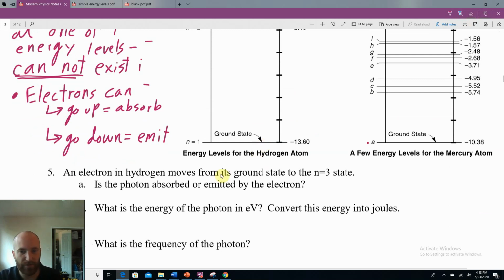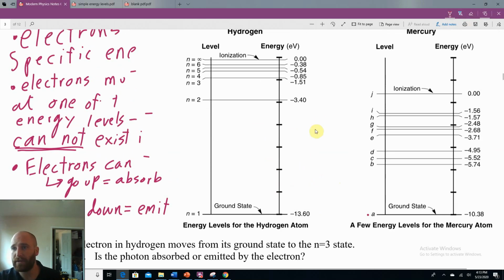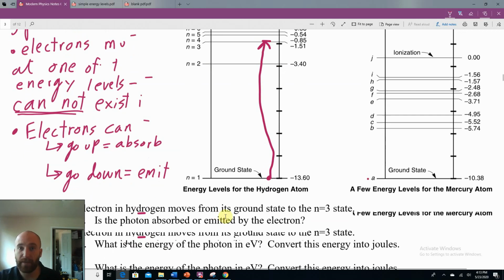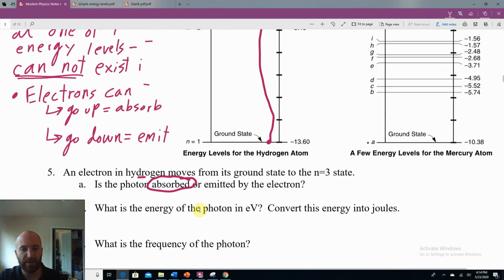So an electron in hydrogen moves from its ground state to the n equals 3 state. Is the photon absorbed or emitted by the electron? So we went from the ground state, which is here, to the n equals 3 state. It says it's hydrogen, so we're going to look at this chart right here. We start at the ground state and we go up to the n equals 3 state, which is here. Is a photon absorbed or emitted? Well, we went up in energy. We gained energy. That means we must have absorbed that energy from somewhere. So this electron absorbed light. It absorbed a photon.